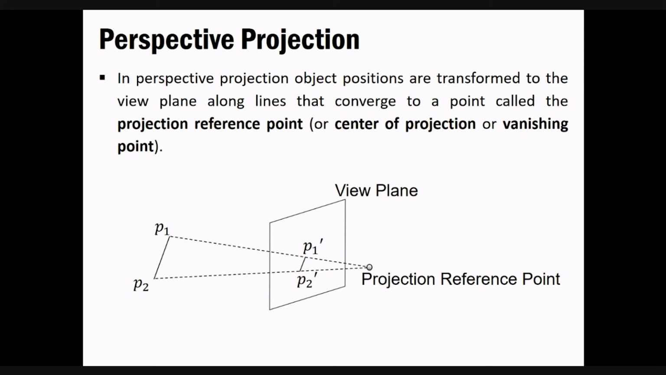So what it says is in the perspective projection, object positions are transformed to the view plane along the lines that converge to a point. Okay, so you have to follow this line that converges to a point, and that point is nothing but the vanishing point, or you can say projection reference point. Okay, so this is the whole scenario of perspective projection.